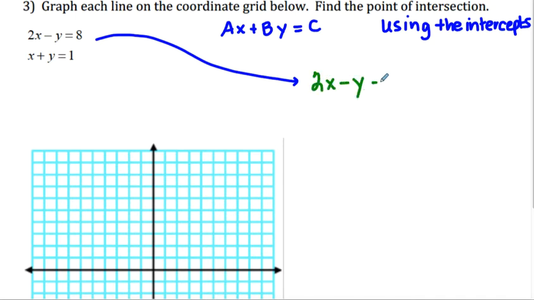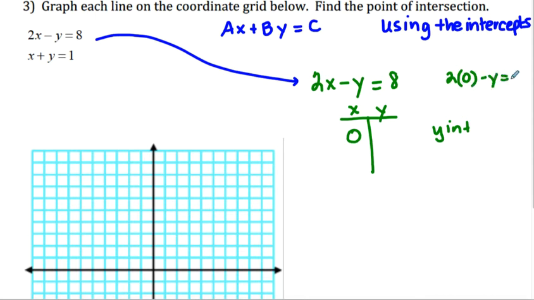So let's review it. The intercepts are where a line crosses the x and y axis. And at those coordinates, one of the coordinate points is going to be a 0. So for example, when the x coordinate is 0, you're finding the y-intercept. So I let x be 0, I substitute it in, I get 2 times 0 minus y equals 8. Well, I just kind of cover that up because 2 times 0 is 0. So I have an equation, negative y equals 8, so y equals negative 8. I have a point on my line.